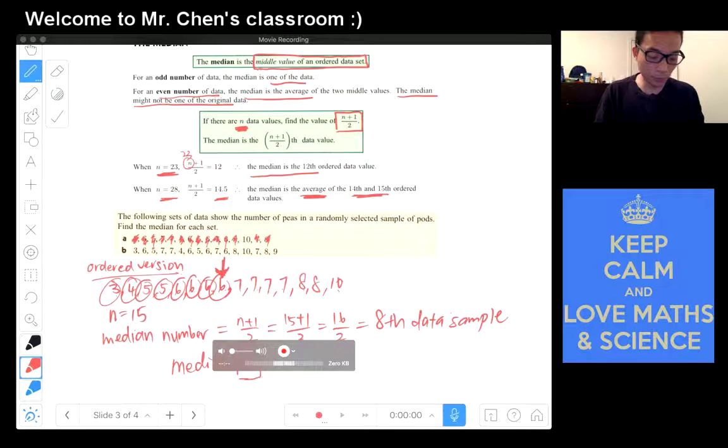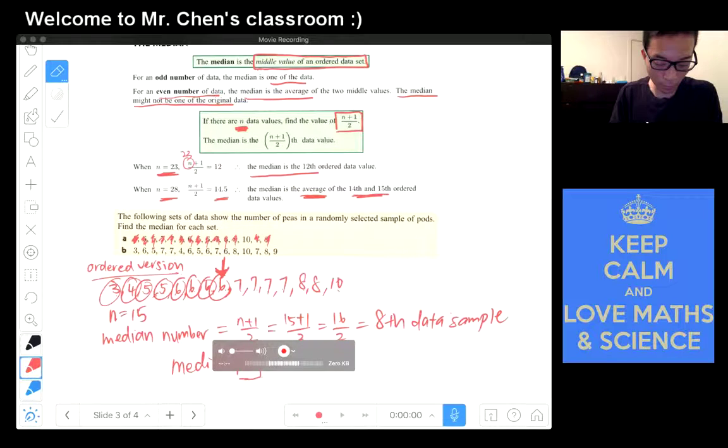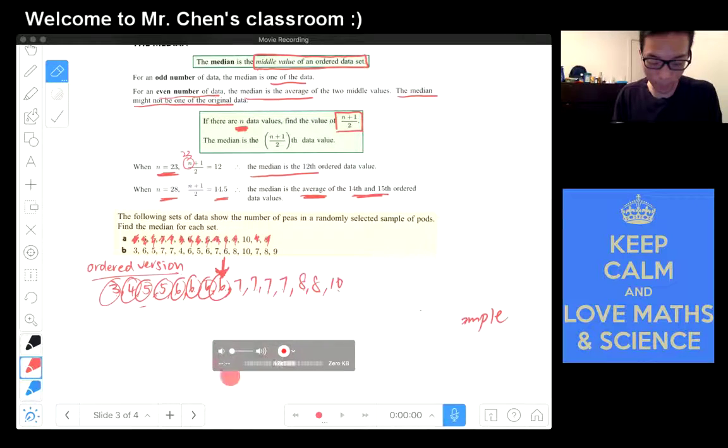So you can try for the next one. If you try for the next one, you will realize it has an even number. So what you have to do is plus 1 divided by 2 and just locate that number in the middle. Actually, you know what, I will do it for you. I will erase that. You can go back and watch it again if you need to.